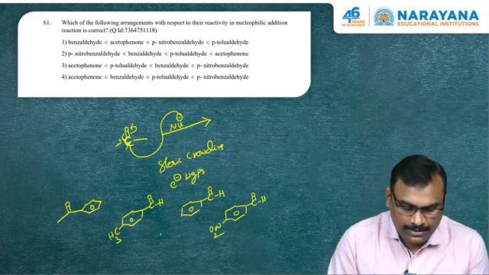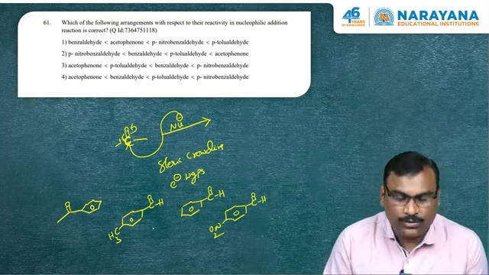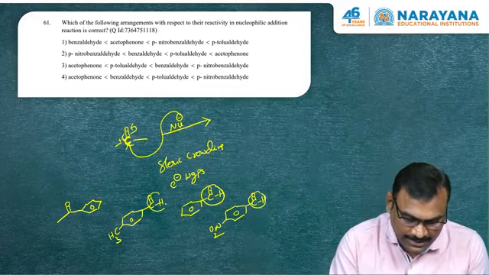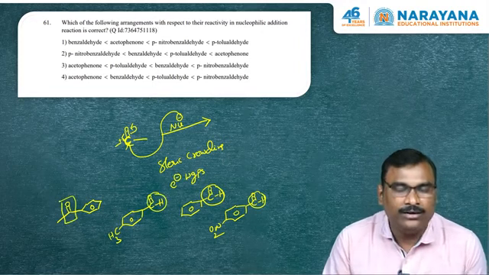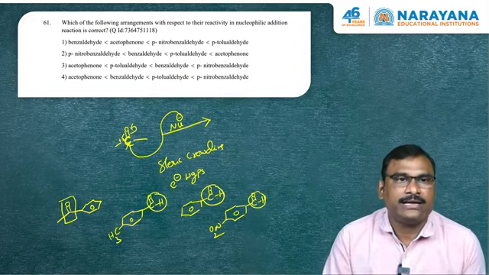Tolualdehyde, benzaldehyde, para-nitrobenzaldehyde, all of them have an aldehyde present, but in acetophenone only a ketone is present. So the ketone should be the slowest in rate.